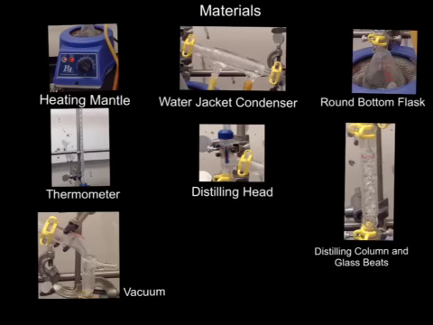The materials needed for this experiment were a heating mantle, water jacket condenser, a round bottom flask, a thermometer, a distillating head, and vacuum. For the fractional distillation apparatus, the only materials added were the distillating column and glass beads to evaporate pure ethanol.